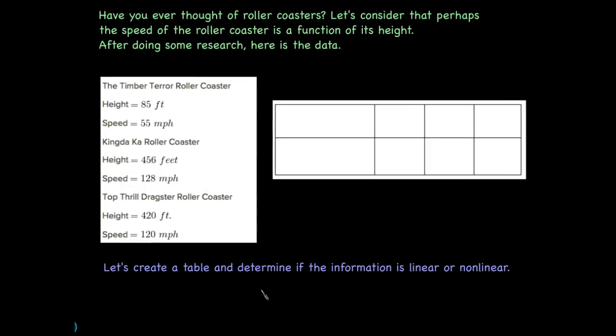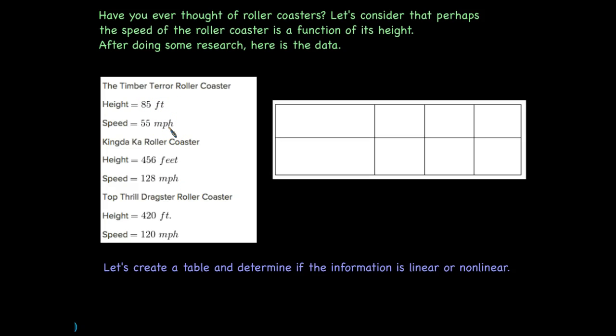Have you ever thought of a roller coaster? Let's consider that perhaps the speed of the roller coaster is a function of its height. After doing some research, here's some data that was collected on three different roller coasters: the Timber Terror, the Kingda Ka, and the Top Thriller Dragster. Here we have the height and the corresponding speed.